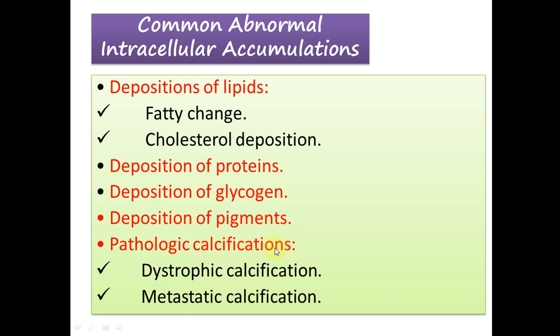So abnormal deposition of calcium, which is known as the pathologic calcification, as compared to the physiologic calcification that occurs physiologically. So the pathological calcification may occur in the form of dystrophic calcification, which usually occurs in the damaged areas in the body by certain diseases, or in some conditions in which there is systemic hypercalcemia, the calcium may get deposited even in normal tissues, and this is known as the metastatic calcification.